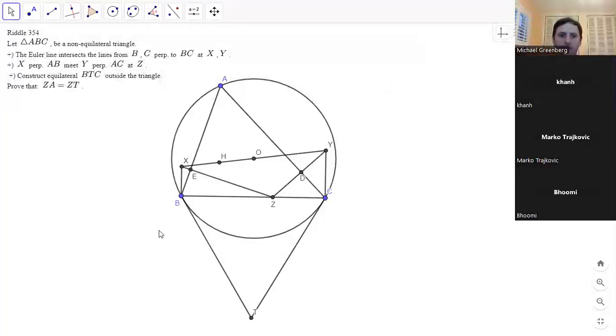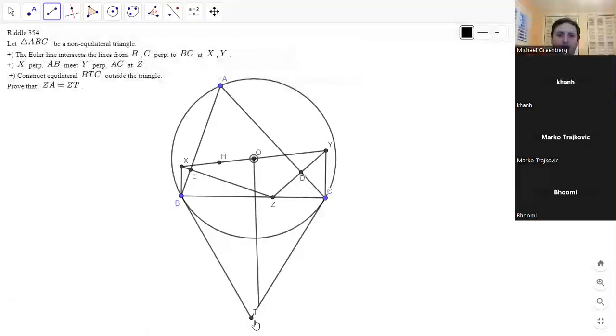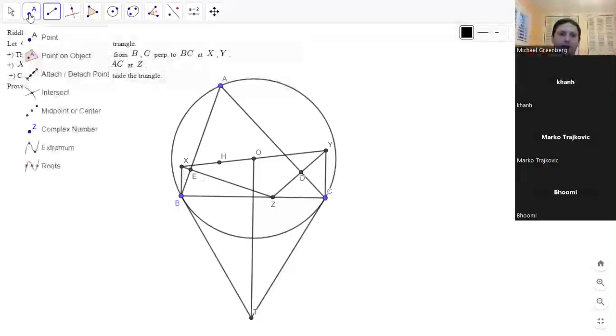So XB squared is XE times XZ, which is the power of X with respect to that. I think we have OX equals OY. Yes, that's true. It's not hard, it's kind of obvious because if you draw the perpendicular from O to BC, it passes through the midpoint. So yeah, OX equals OY.